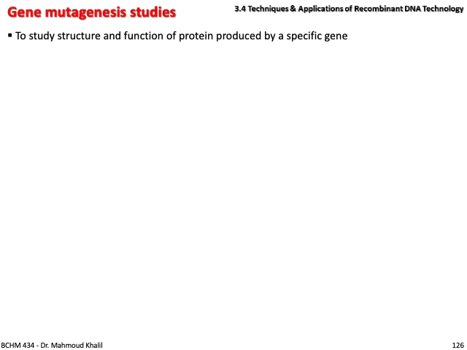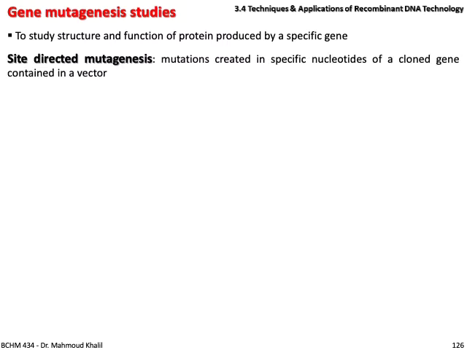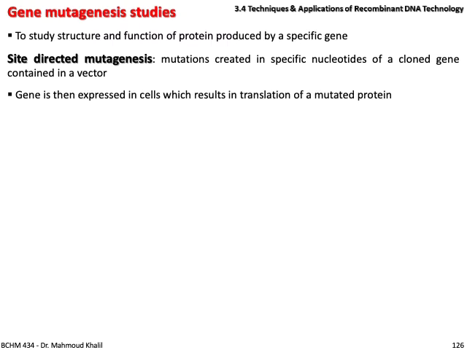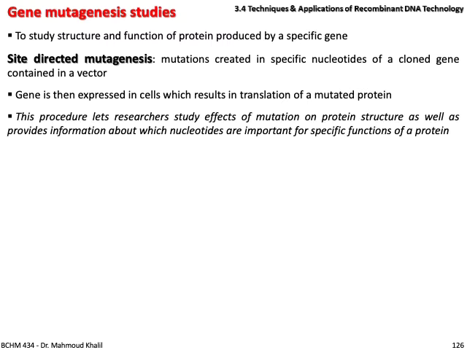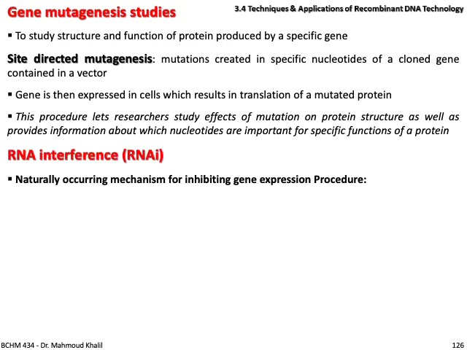Gene mutagenesis studies are used to study the structure and function of the protein produced by a specific gene. Site-directed mutagenesis is used to create specific mutations in nucleotides of a cloned gene contained in a vector. The gene is then expressed in cells, which results in translation of mutated proteins. So why use this approach? The procedure lets researchers study the effects of mutation on protein structure, as well as provide information about which nucleotides are important for a specific function of a protein.